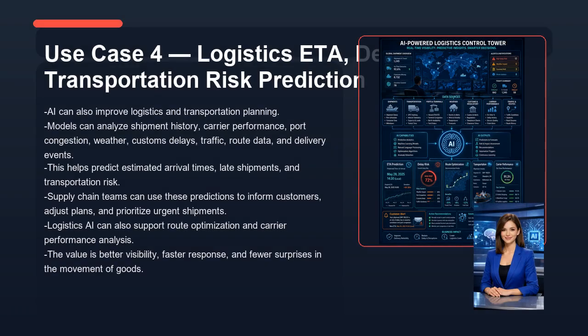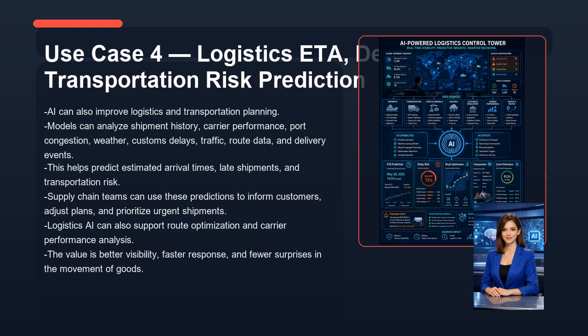Now let's look at use case 4, logistics ETA, delay, and transportation risk prediction. AI can also improve logistics and transportation planning. Models can analyze shipment history, carrier performance, port congestion, weather, customs delays, traffic, route data, and delivery events. This helps predict estimated arrival times, late shipments, and transportation risk.